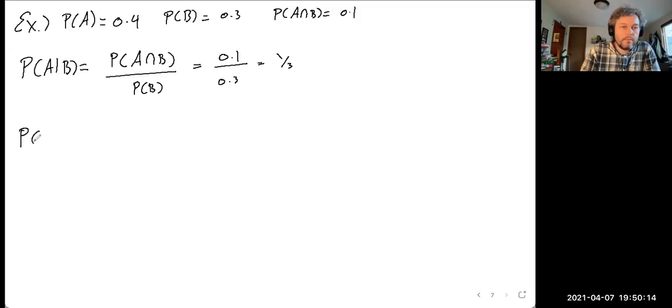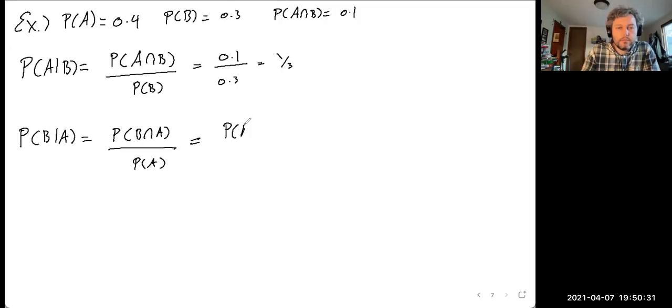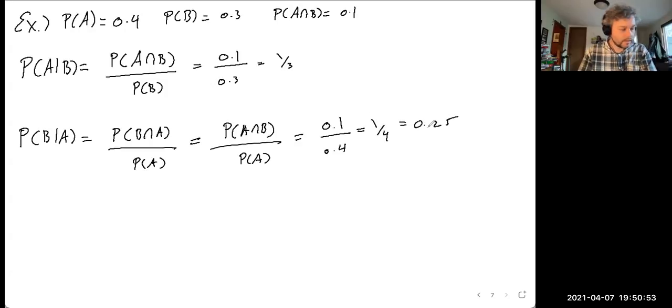But let's look at the probability of B given that A occurred. That's going to be the probability of B and A over the probability of A, and the numerator is the exact same. It doesn't matter the order of that. B and A is the same thing as A and B. We don't care about the order. And the probability of A in this problem is 0.4. So that would be 1/4 or 0.25. That's another way to write it.